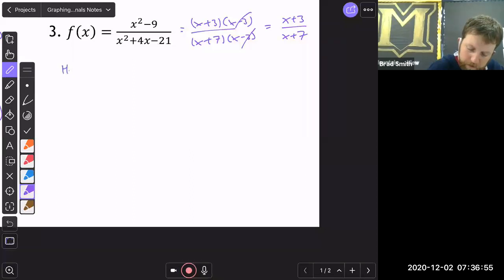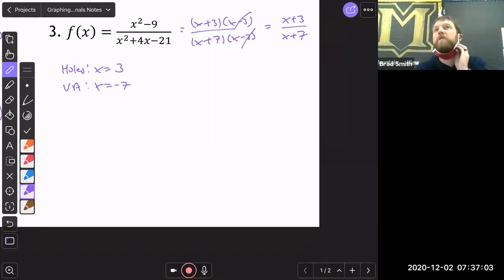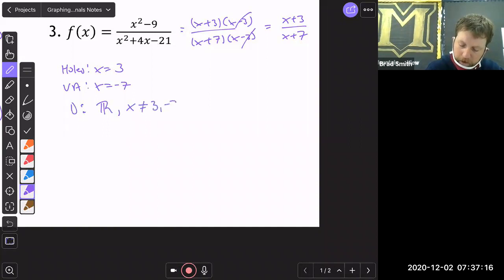So holes here, I got x is equal to 3. Vertical asymptote here, x is equal to negative 7. And you see, when you're looking at it, the whole denominator is taken care of, right? Both of those factors are taken care of. So my domain is going to be all real numbers except for x cannot equal 3 or negative 7. And we're good to go.